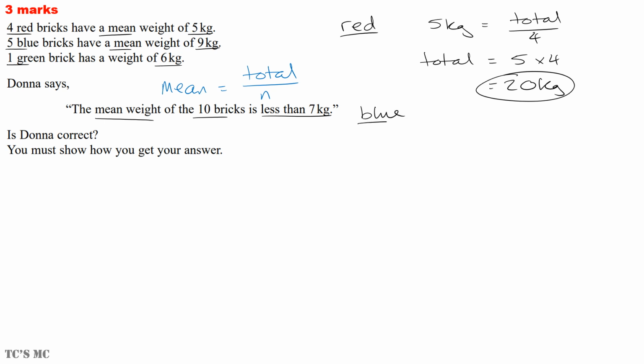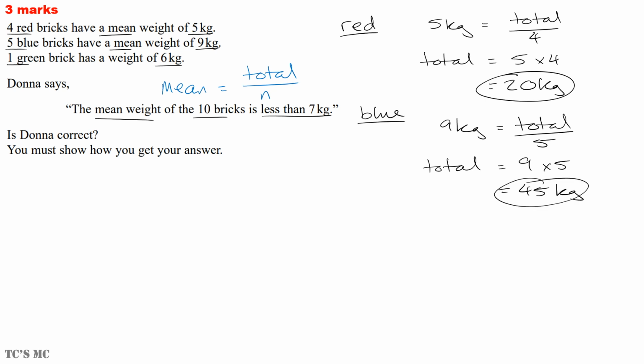Moving on to blue. The mean is 9 kilograms, and some total divided by the 5 blue bricks gave us 9. To work out the total, we need to do multiplication. 9 multiplied by 5, and that is 45 kilograms. If you work out the red total or the blue total, you will get 1 mark. Now the green total, remember it was just one singular brick, so it's 6 kilograms.